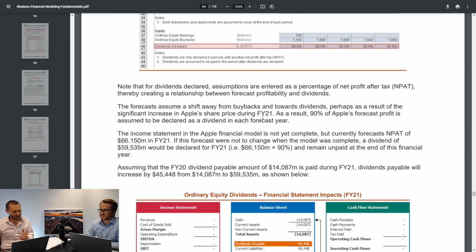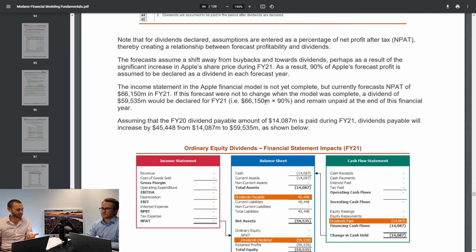Okay, so here, for FY21, we're assuming 90% of our net profit after tax is paid as a dividend. NPAT, net profit after tax, is currently forecast to be 66,150. So if the forecast were not to change when the model was complete, which they will a bit, because we're still going to put in tax expense and stuff, but for the time being, if you were going to assume that was the basis, the dividend would be 59,535 for FY21, which is the 66,150 times 90%, and it would remain unpaid at the end of the financial year.